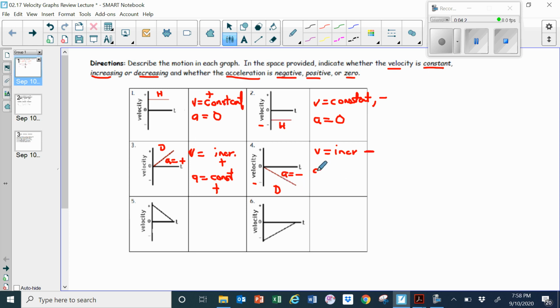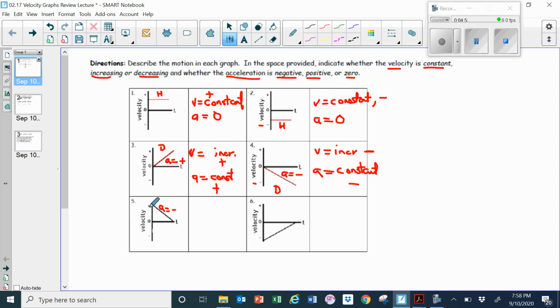Here, the acceleration is negative because the slope is negative. So here, the acceleration is going to be constant. This is a diagonal, so the acceleration has to be constant. The slope of that line is constant, and it's negative. Okay, this one. Well, the slope of this is negative, but it's a constant slope, isn't it? So the acceleration here is going to be negative.